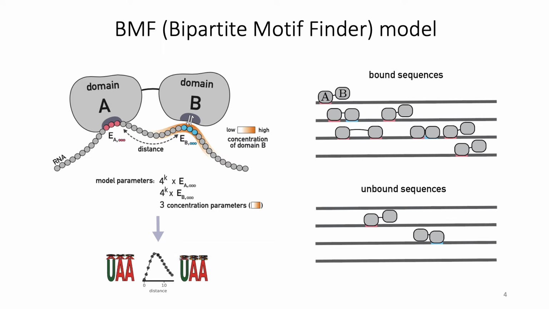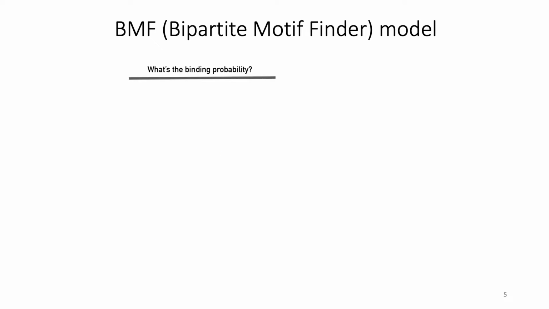So how do we learn this model? We learn it by looking at bound and unbound sequences derived from experimental data sets such as clip-based techniques or in vitro data such as high-throughput selects. And we optimize the model parameters in such a way that we have high binding probabilities for bound sequences and low binding probabilities for unbound sequences. So how does this work?